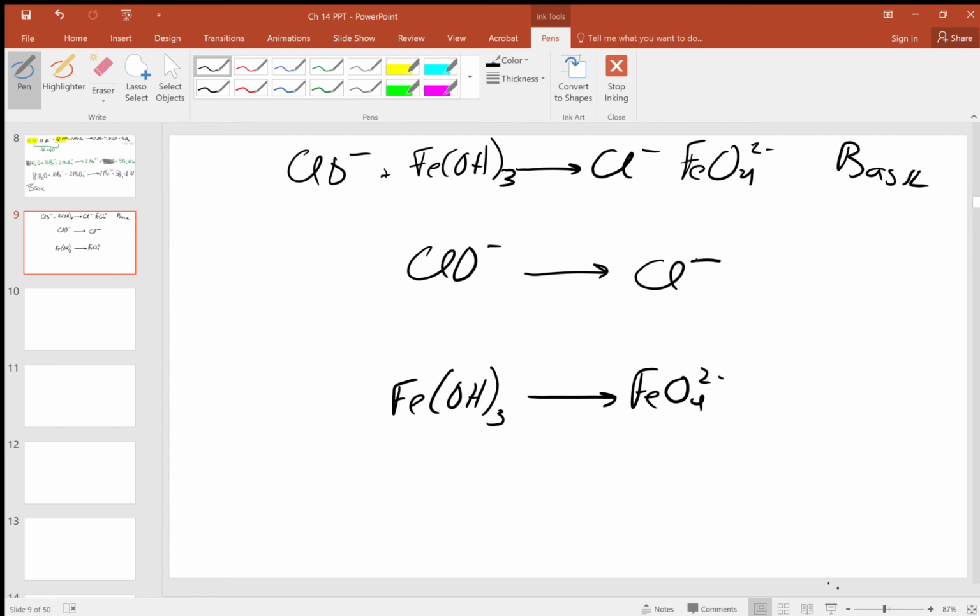All right, our first step here ends up being very, very easy. Let's balance all of the non-hydrogen and oxygens. Why is that easy? Well, there aren't any. Or, I'm sorry, they're already balanced. Chlorine is 1 chlorine, 1 chlorine, 1 iron, 1 iron.